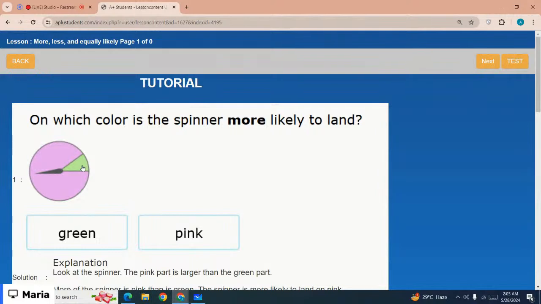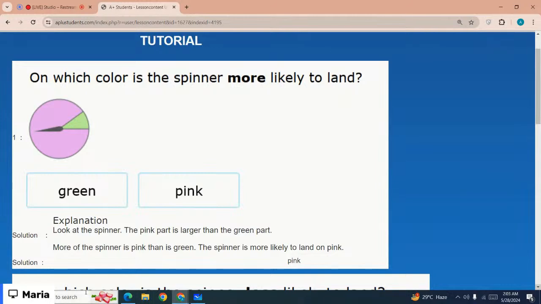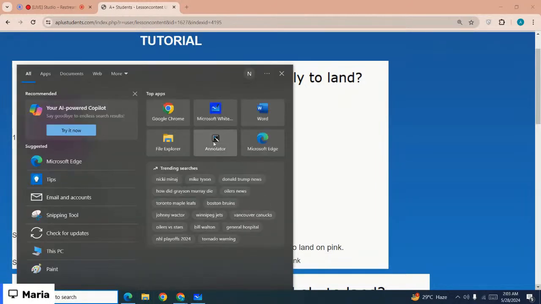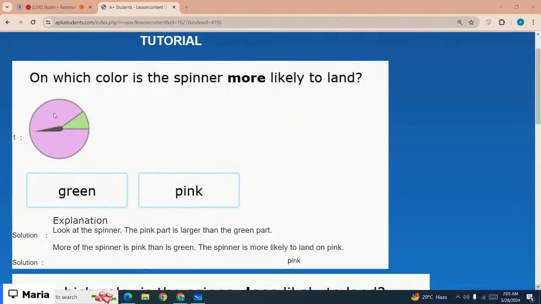Okay, let's just start with the first example. On which color is the spinner more likely to land? So let's just understand the spinner first, right? The spinner has two colors, green and pink. Most of the portion of the spinner is pink. Very small portion is green. So the one that has more color is more likely to land, right?